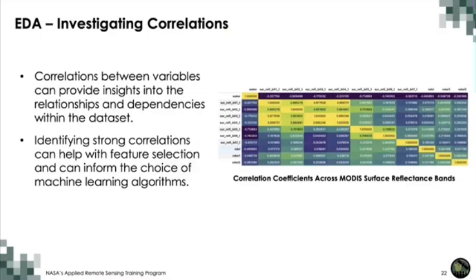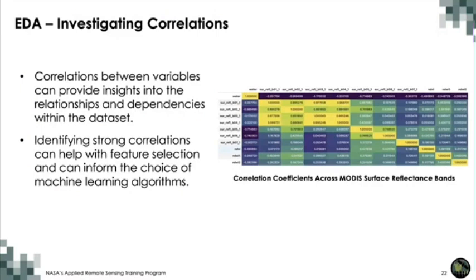The correlation coefficient is a statistical measure that quantifies the degree of linear relationship between two variables. It ranges from -1 to 1, where -1 indicates a perfect negative correlation, 0 indicates no correlation, and 1 indicates a perfect positive correlation.